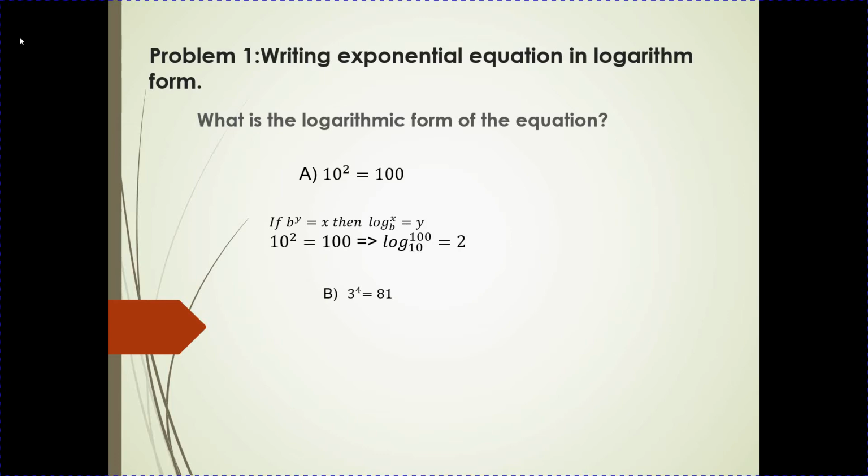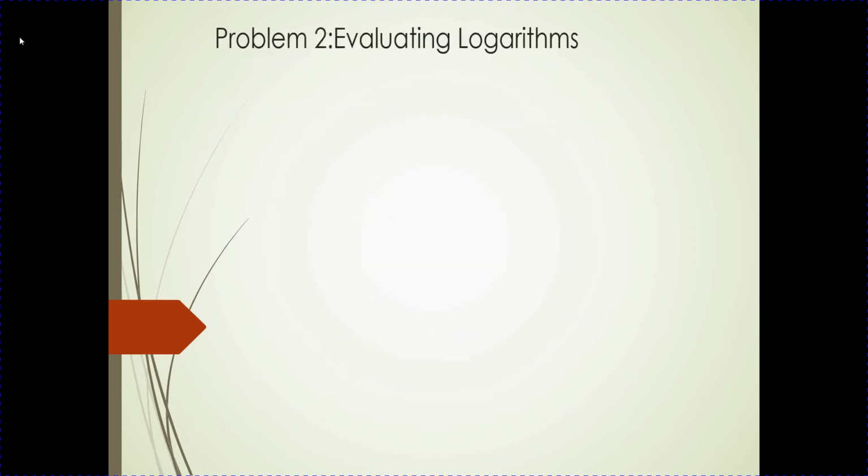To convert this exponential to logarithm, you have to apply the definition. If b to the power of y is equal to x, then logarithm of x to the base b is equal to y. Therefore, 3 to the power of 4 is equal to 81 implies logarithm of 81 to the base 3 is equal to 4. So in problem 1, you exercise how to convert exponential equation to logarithmic form. Now let's go to problem 2.